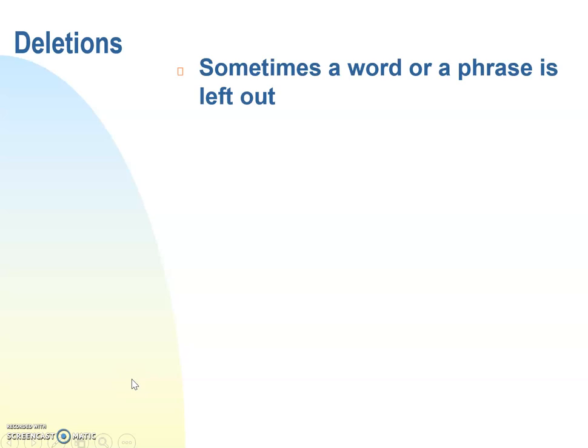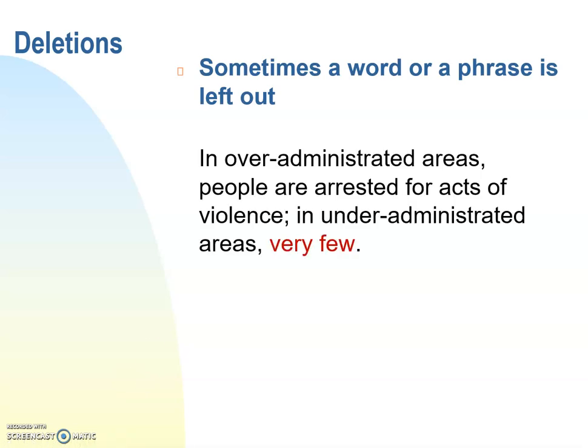And sometimes a word or a phrase is completely left out. We have to go into the text or into the world to understand, to add from our own understanding. In over-administrated areas, people are arrested for acts of violence. In under-administrated areas, very few. So what are we missing? Very few people are arrested for acts of violence. So basically, instead of repeating this phrase, we're just shortening it by saying very few.